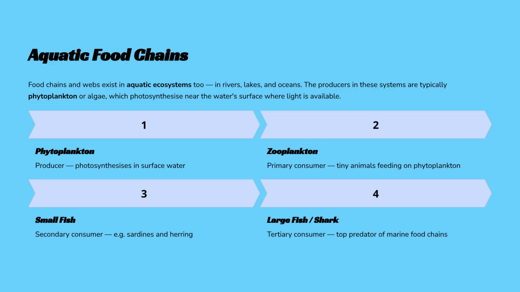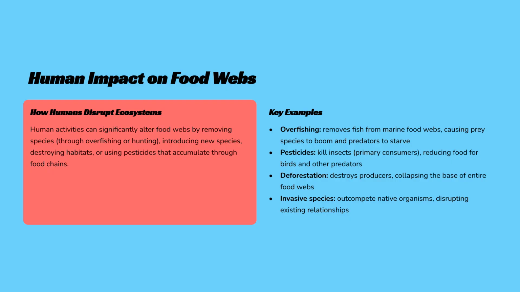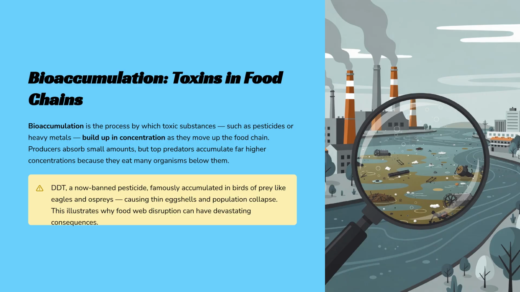Food chains and webs also exist in aquatic ecosystems like rivers and oceans. In these systems, microscopic phytoplankton serve as the primary producers near the water's surface. Human activity significantly impacts food webs. Overfishing, habitat destruction, and the use of pesticides can disrupt delicate natural balances and lead to ecosystem collapse. Bioaccumulation is a major environmental issue where toxins, such as pesticides, build up in concentration as they move up the food chain, often harming top predators.